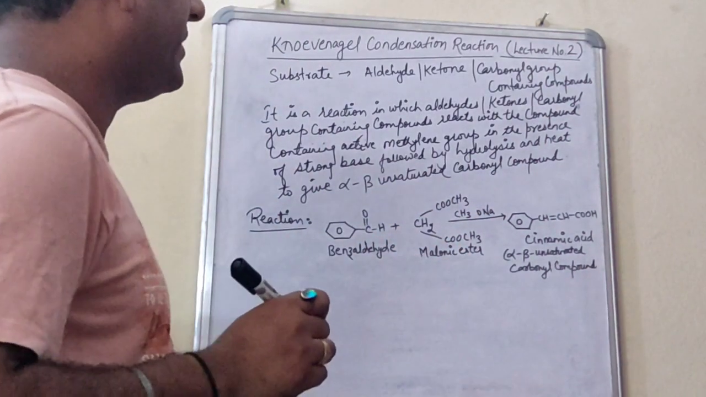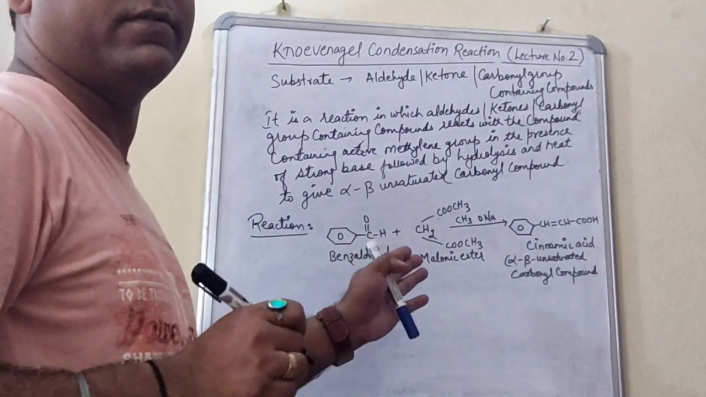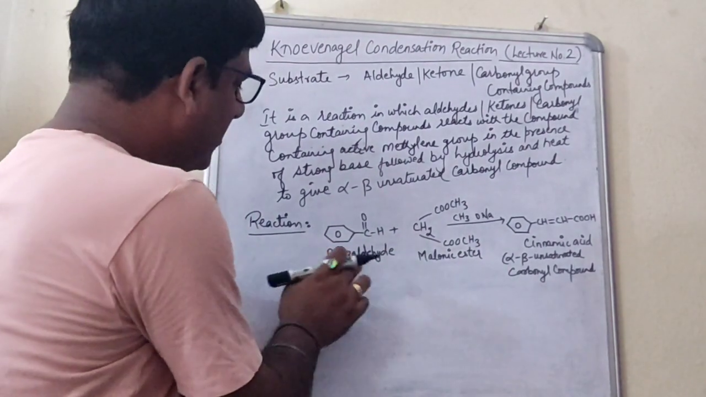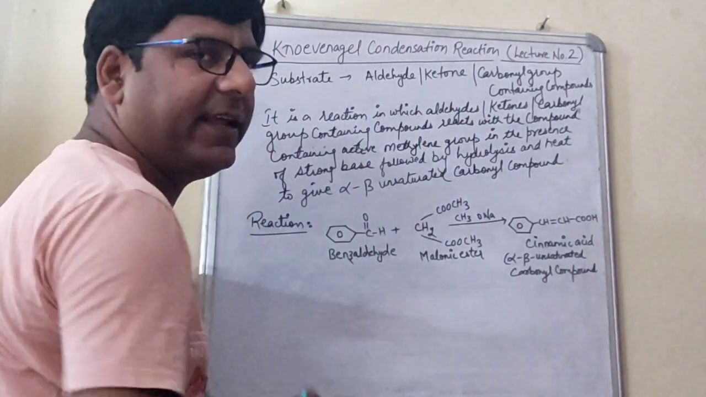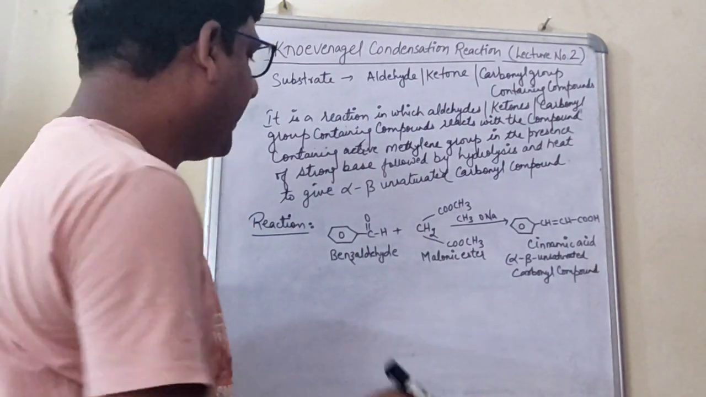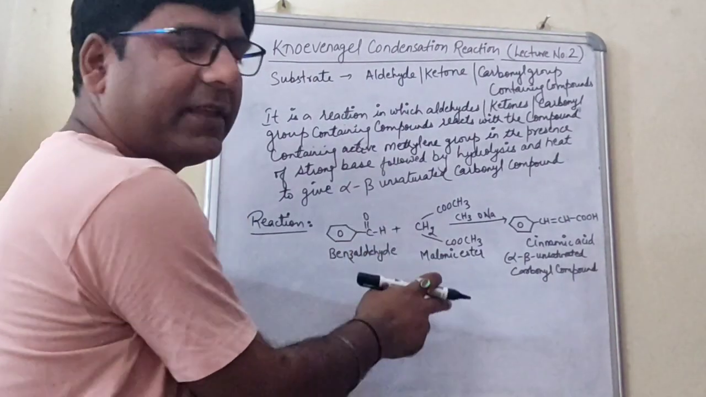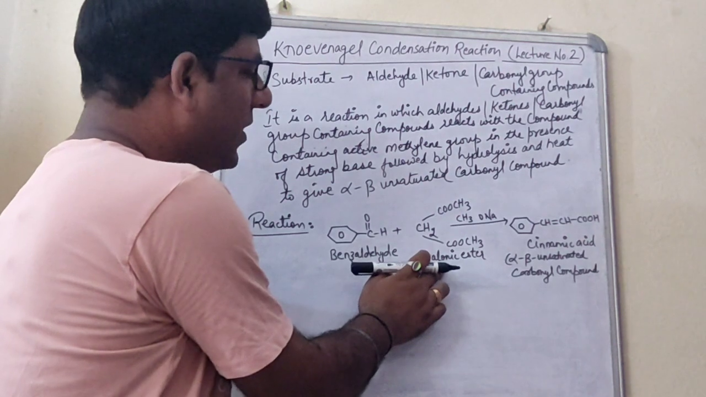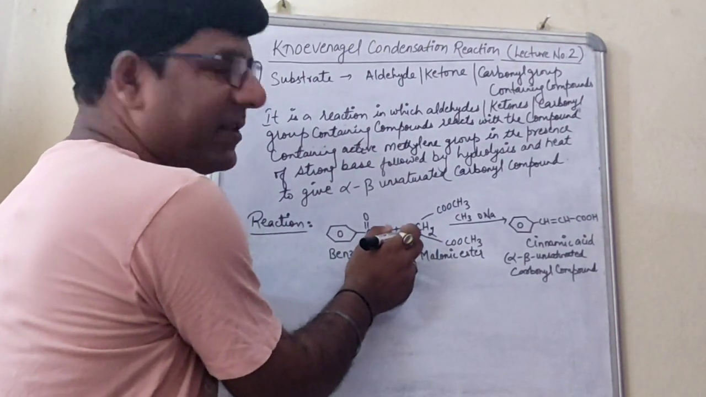So this is the alpha beta unsaturated carbonyl compound that we have formed from this one, right? Once again, the reaction: this is benzaldehyde, because we can take any aldehyde, whether aliphatic or aromatic. We are reacting it with a compound containing an active methylene group. So we have chosen what? Malonic ester, because this malonic ester contains CH2, the methylene group.